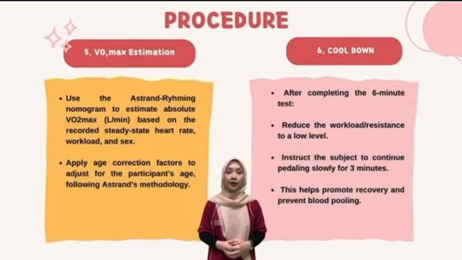Number 5 is VO2 max estimation. I will use the Astrand Ryhming nomogram to estimate the participant's VO2 max. This is based on the steady heart rate, cycling workload, and sex. Then I will adjust the result by applying an age correction factor to make it more accurate.